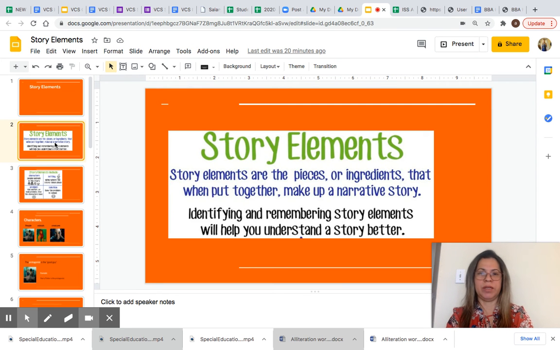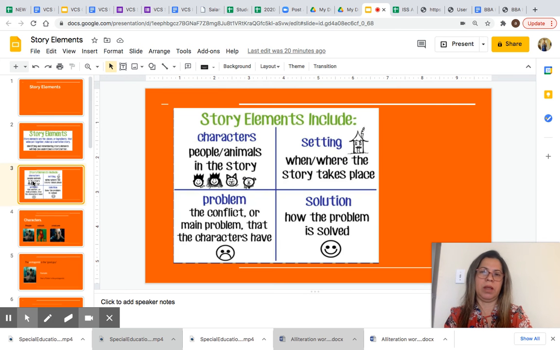Identifying and remembering story elements will help you understand a story better. Story elements include characters, setting, problem, solution. Characters: people, animals in the story. Setting: when, where the story takes place. Problem: the conflict or main problem that the characters have. Solution: how the problem is solved.